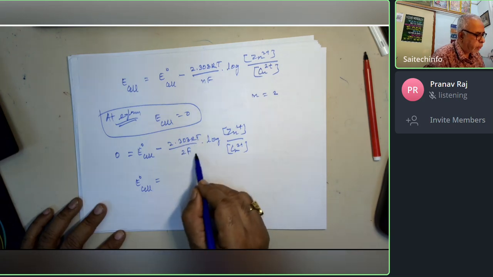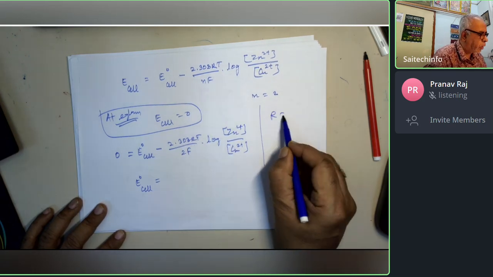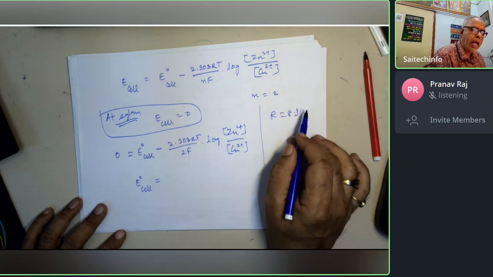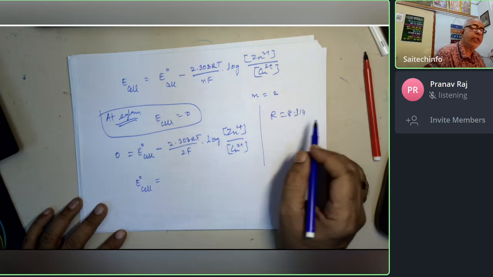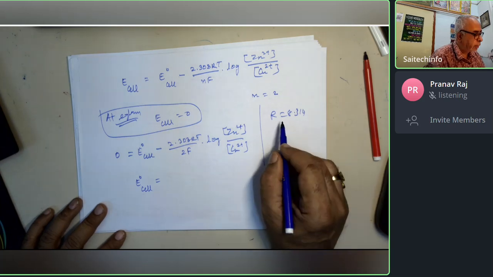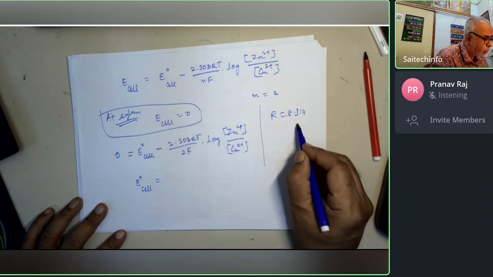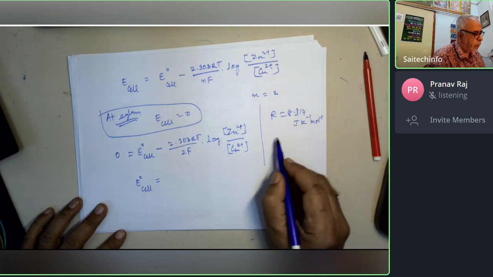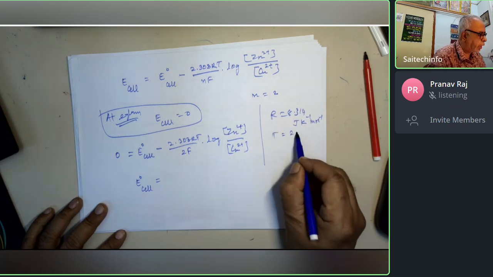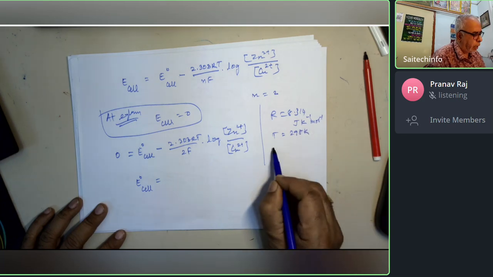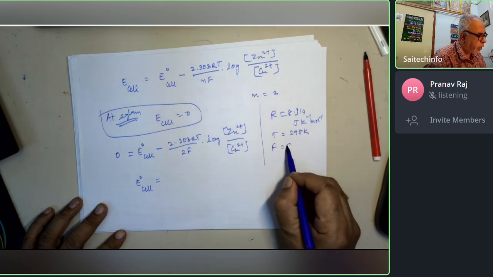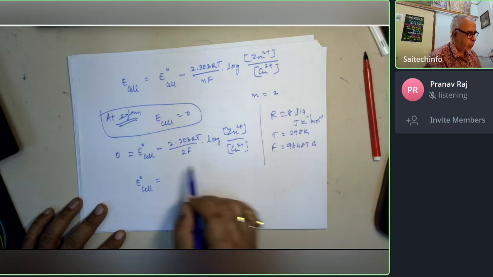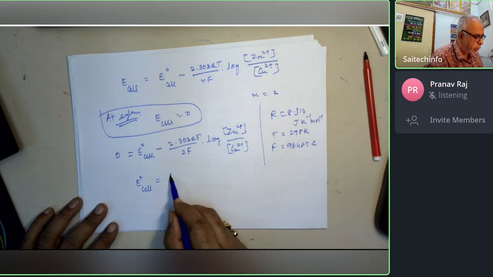And you can reduce this equation because we know R is equal to what? 8.314. You must always write it as frequently as possible so that you will not forget the value. So what is the value of R? 8.314 joule per kelvin per mole, right? Then what about the room temperature? 298 kelvin. And what is the Faraday value? 96,487 coulomb.